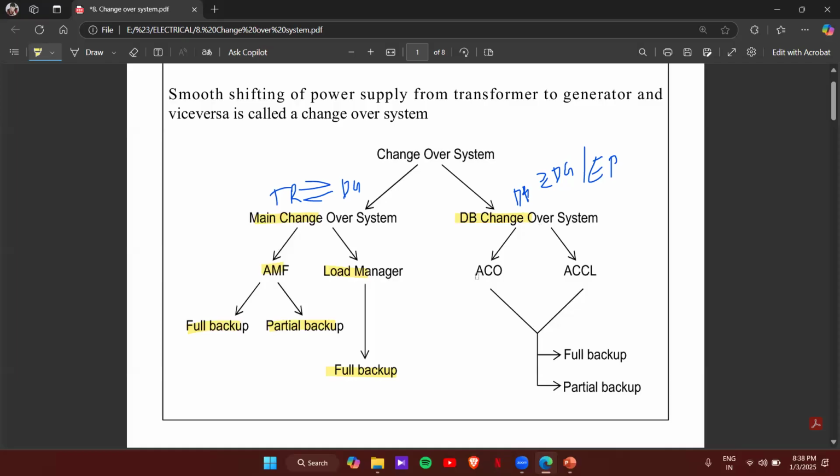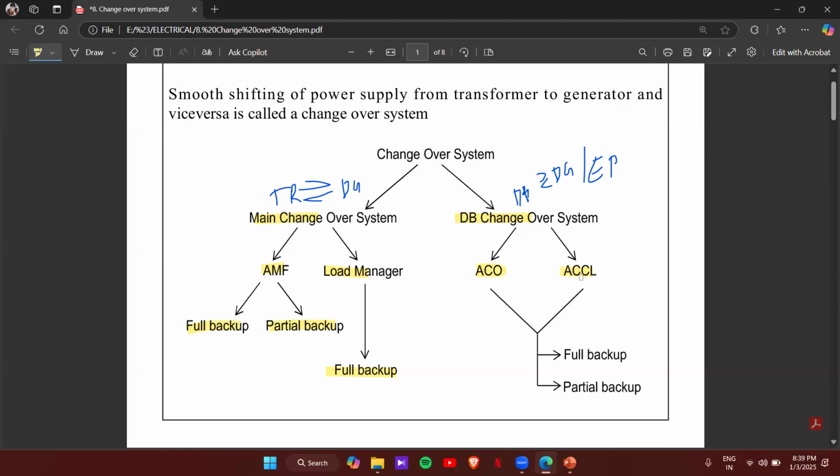Okay. And coming to the DB changeover system, again we have two sub classifications, that is ACO and ACCL. ACO means automatic changeover. And ACCL means automatic current control limiter. So the purpose of these two is to channel the supply from the emergency panel to the DB. And how it is done, that's the difference. In ACO, however much supply we are getting, it will directly channel to the distribution board.